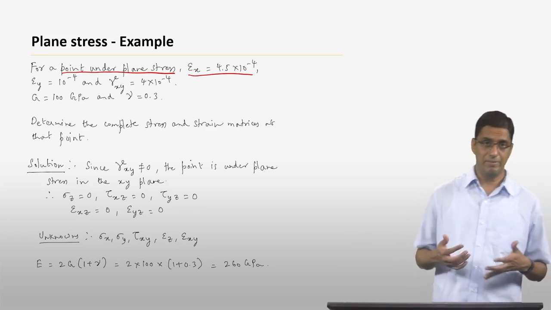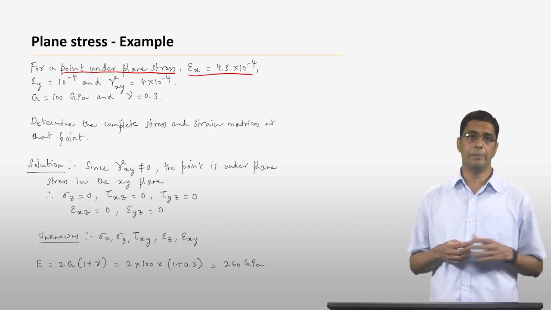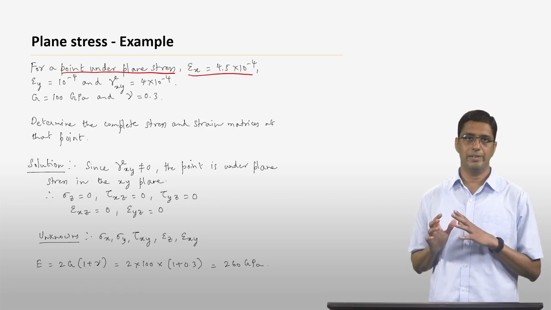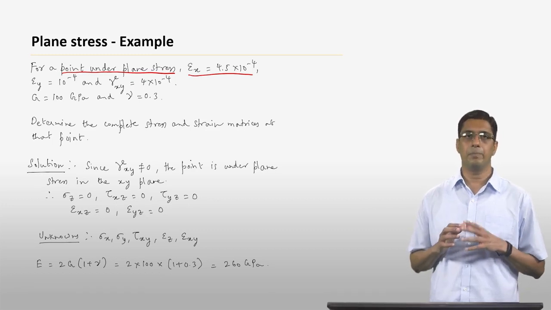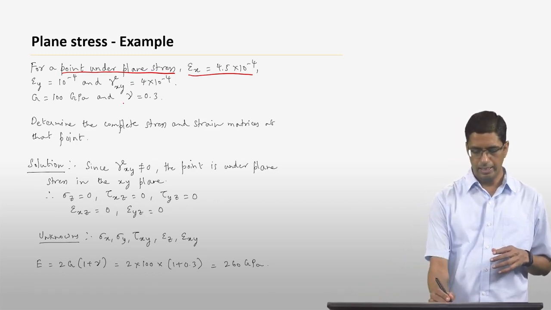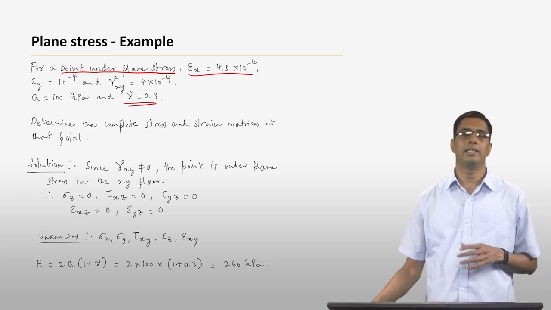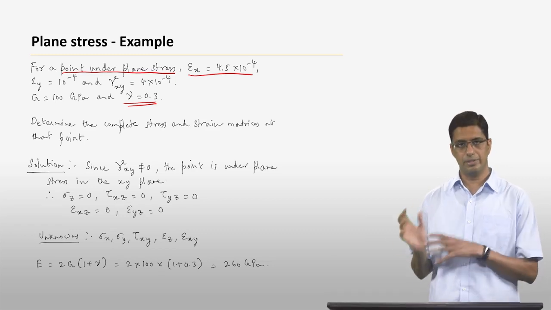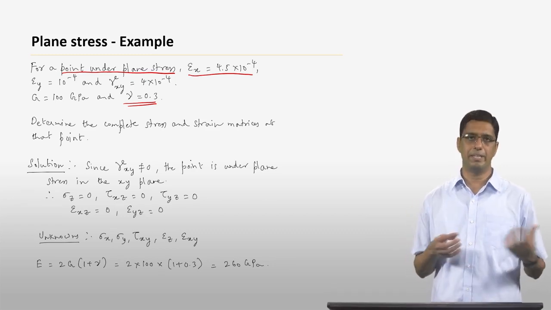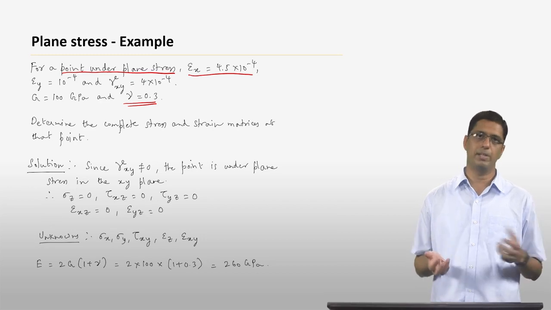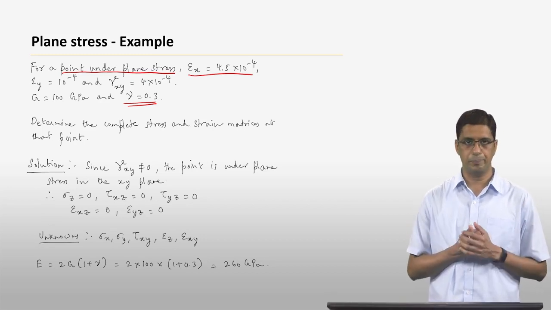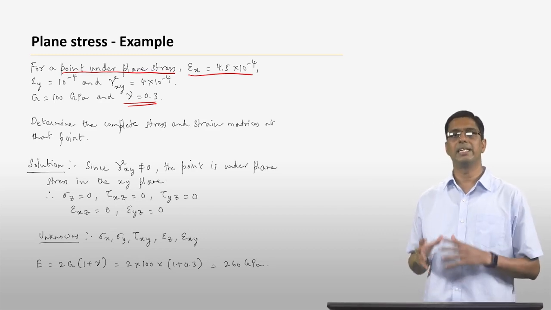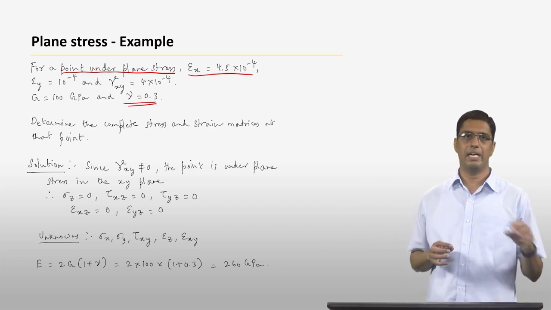Apart from that, you are also given two other pieces of information. The shear modulus of that material is 100 GPa and the Poisson's ratio nu is 0.3. This is information that we need because to relate the stresses to the strains, you need to know what the material properties are: the Young's modulus, the shear modulus, and the Poisson's ratio. And what we have to do is determine the complete stress and strain matrices at that point where this information is given.